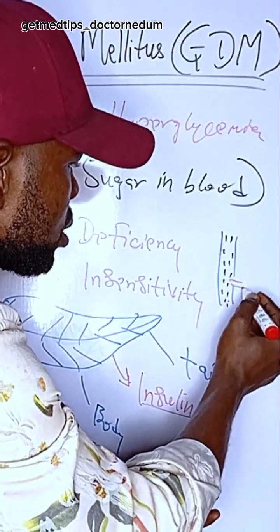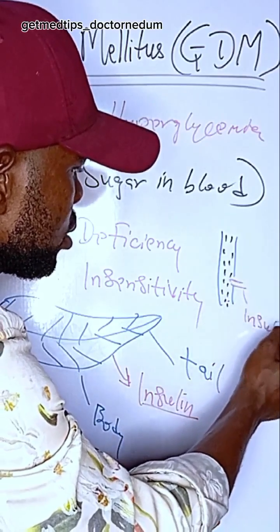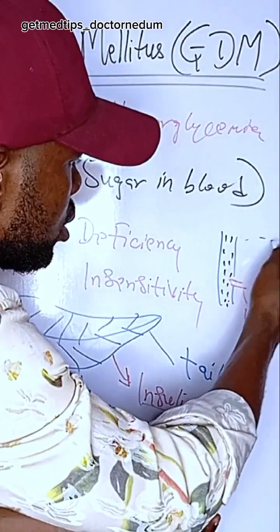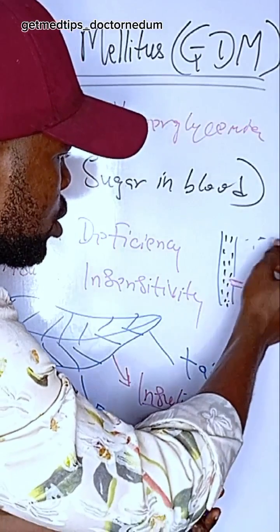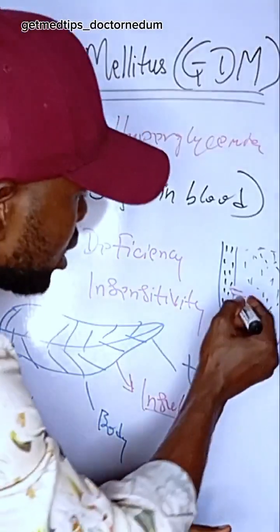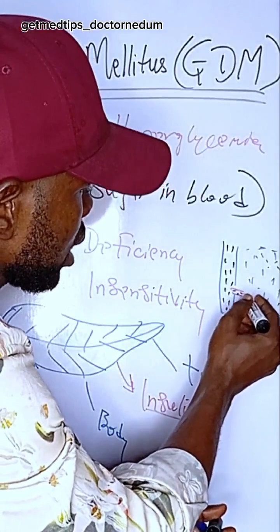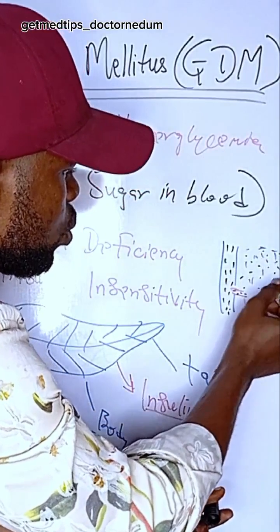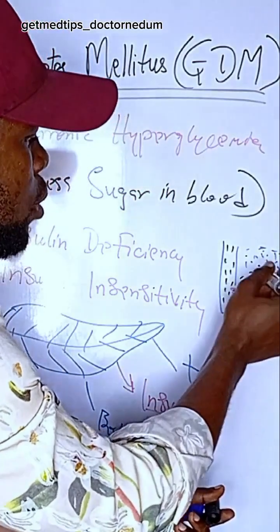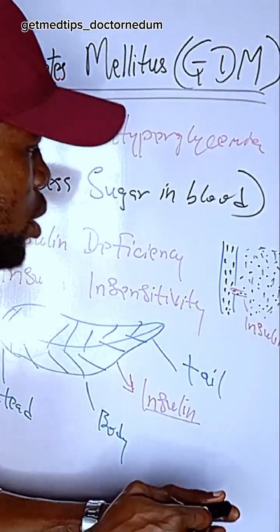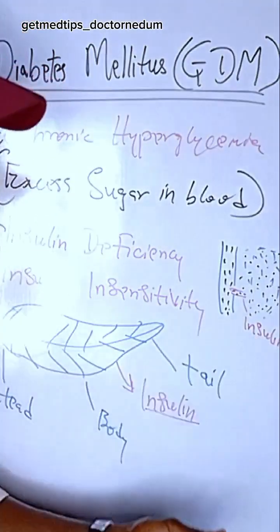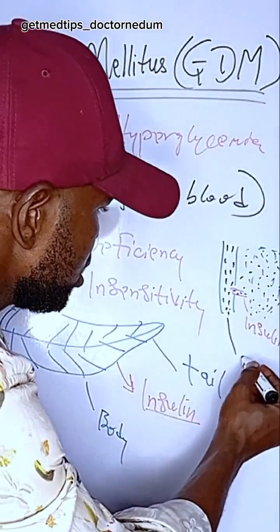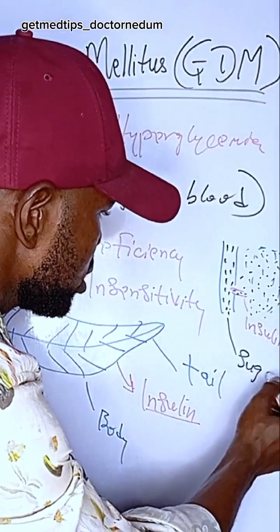So let's say that this is the insulin. So that is the channel, and then here represents body tissue, which could be muscle. This insulin will carry the sugar into the body tissue where it will be used for energy production. So when this insulin is deficient, therefore the sugar remains in the vessel. This is the sugar.